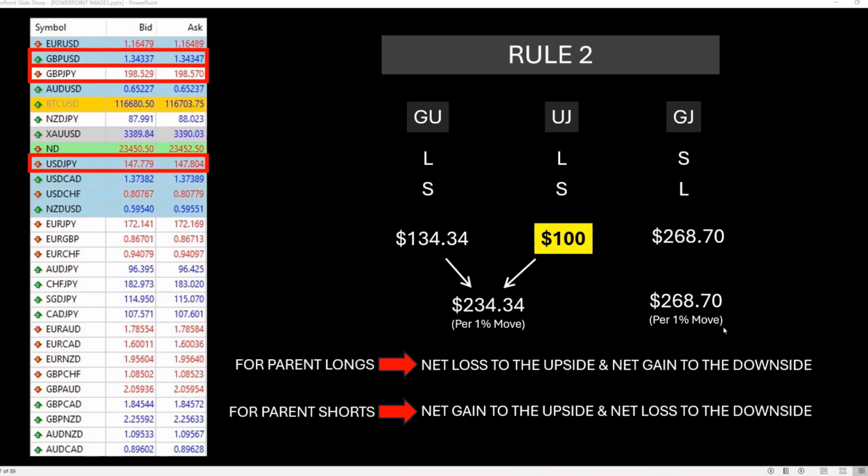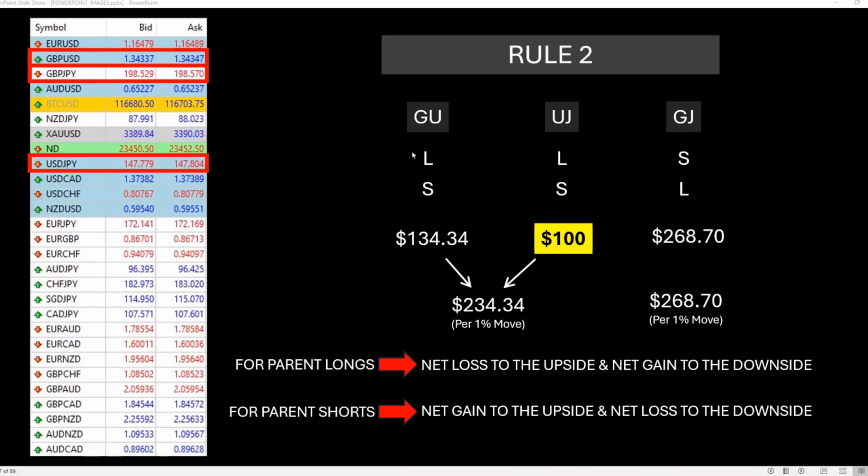So overall, if you open all 3 positions, you'll be losing money. This only makes 234, but the cross pair loses 268. So you're losing money. If the parent pairs are long, there's a net loss as you move up 1%, 2%, 3%. The parent pair is not able to cover the losses generated by the cross pair. So you have a net loss to the upside.